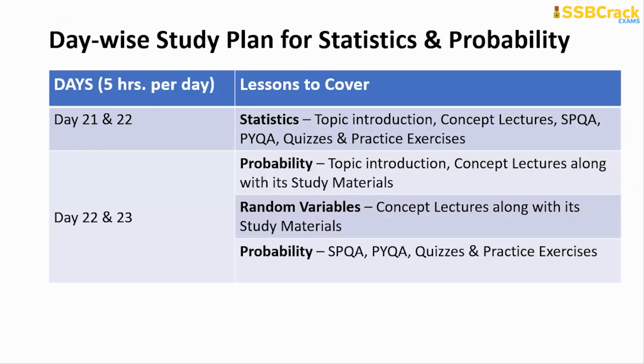Sit 5 hours per day on day 21, and a few hours on day 22. Don't take the complete 5 hours; take 2.5 hours on day 22. So 5 hours plus 2.5 hours, 7.5 hours of study is sufficient for the topic of statistics.